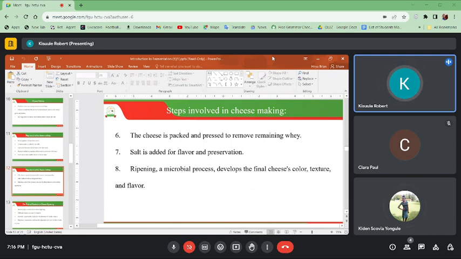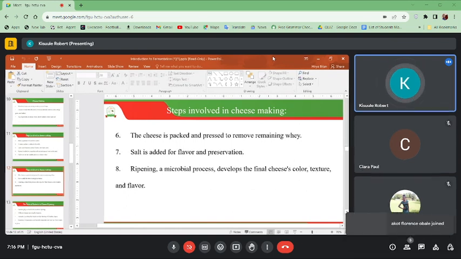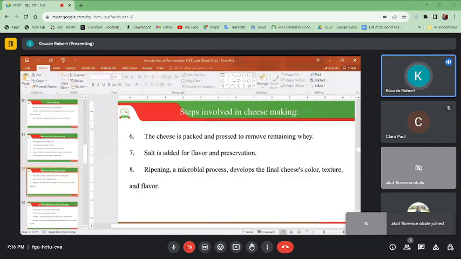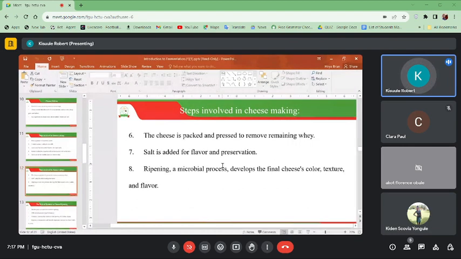Okay. And we've said that step 6, the cheese is packed and pressed to remove the remaining whey, and also then salt is added for flavor and preservation. Also, a ripening, there we see a microbial process and also developing the final cheese color and also texture and flavor. I think when someone tells you to detail the steps that are involved in cheese production, you will be able to give us something therein.